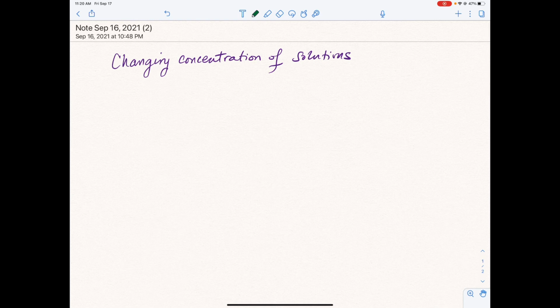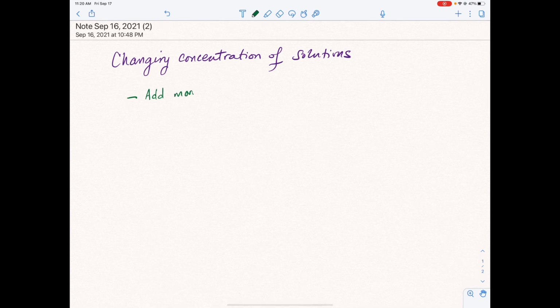So the way we change the concentration is we can make the concentration higher or lower. If I make my concentration higher, what should I do to make a solution more concentrated? The most obvious way of doing that is we can add more solute to the solution, and this way we increase the concentration of the solute.